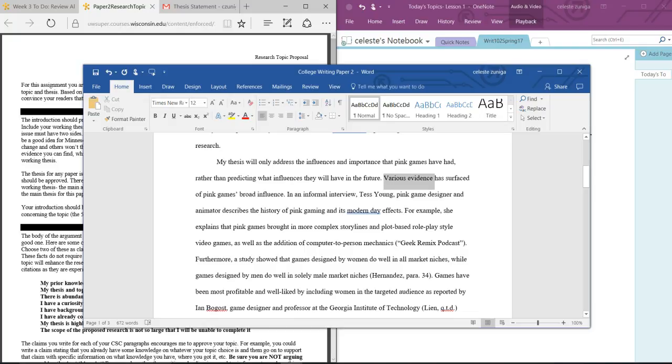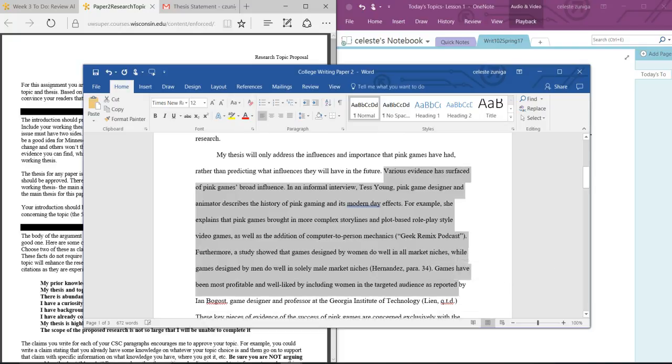She writes, various evidence has surfaced of Pink Game's broad influence. In an informal interview, Tess Young, Pink Game designer and animator, describes the history of Pink Gaming and its modern day effects. For example, she explains that Pink Games brought more complexity to storylines. So she's going into information that proves that she has information about what's already happened in the past. This is really good writing.